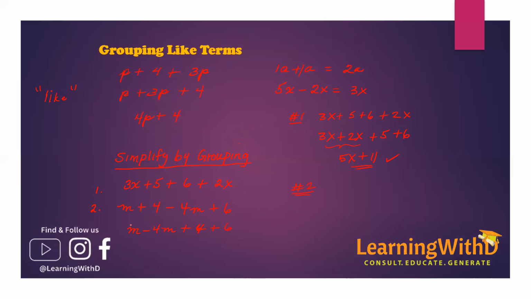So M minus 4M is really 1M minus 4M, so this is really a case of 1 minus 4, and 1 minus 4 is minus 3. So then this is minus 3M. Can't forget the variable, plus 10. Okay.